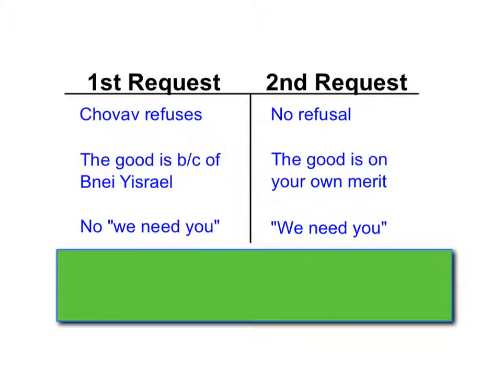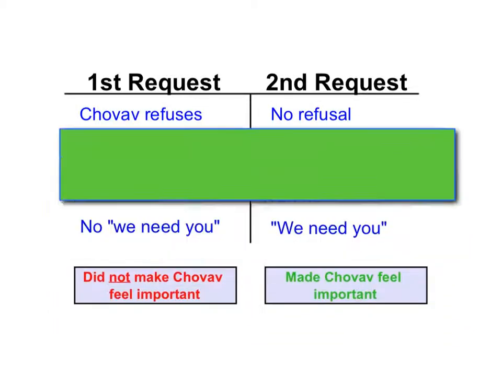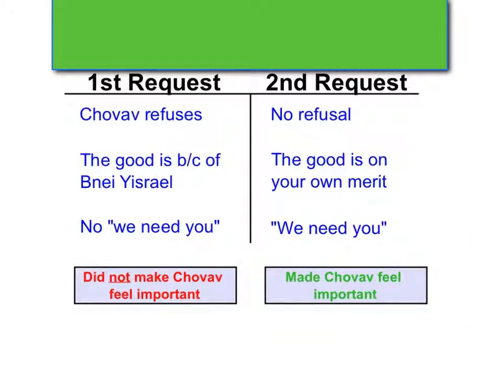So what does that all point to? That points to the fact that the first time Chovav was not really made to feel important. It was just like, come with us, it'll be nice for you. But the good that you'll get is because of Bnei Yisrael. We don't need you for anything. The second time around, however, Chovav was made to feel important. We need you. The good will happen because of you, not because of Bnei Yisrael. And that's why Chovav does not refuse.